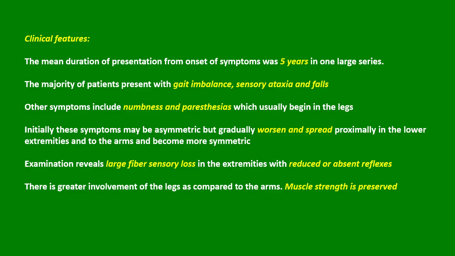Clinical features. The mean duration of presentation from onset of symptoms was 5 years in one large series. The majority of patients present with gait imbalance, sensory ataxia, and falls. Other symptoms include numbness and paresthesias, which usually begin in the legs. Initially, these symptoms may be asymmetric, but gradually worsen and spread proximally in the lower extremities and then to the arms and become more symmetric.